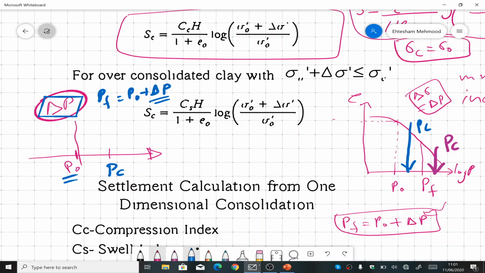So the first situation can be that delta P is small enough that it makes PF fall here. So this is the smaller value of delta P. In this case, we will use a settlement formula that is different than in the second case. So in this case, the settlement formula would be S is equal to CR into H. This is not O, this is CR.